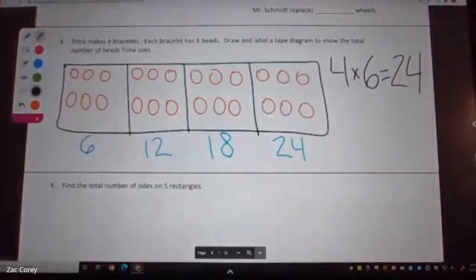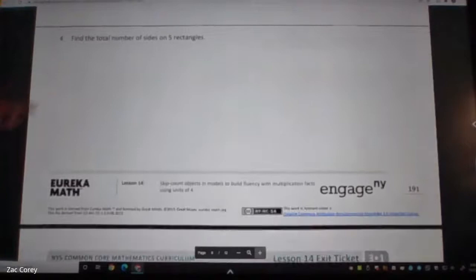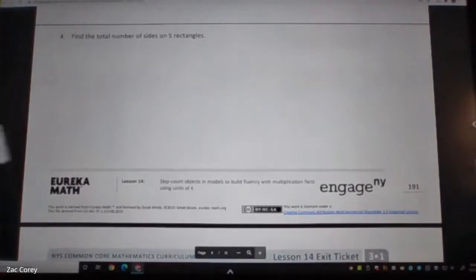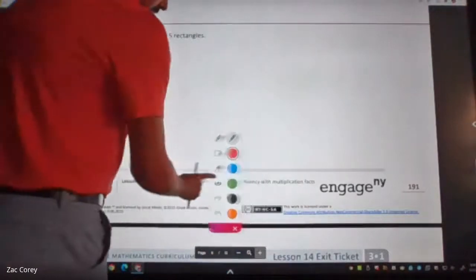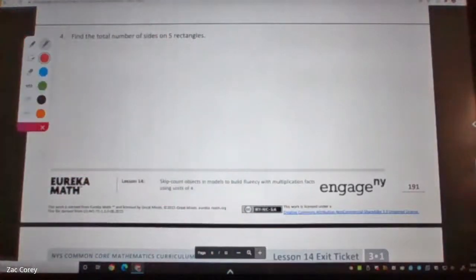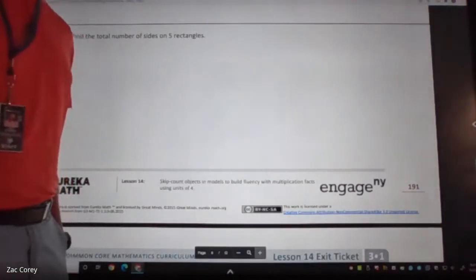Okay. Let's do one more together here. All right, let's move on to number 4. Find the total number of sides on 4 rectangles. All right, so on this one, we don't really have to do a tape diagram. They want us to draw pictures, and they want us to draw 5 rectangles and to see how many total number of sides are on all 4.